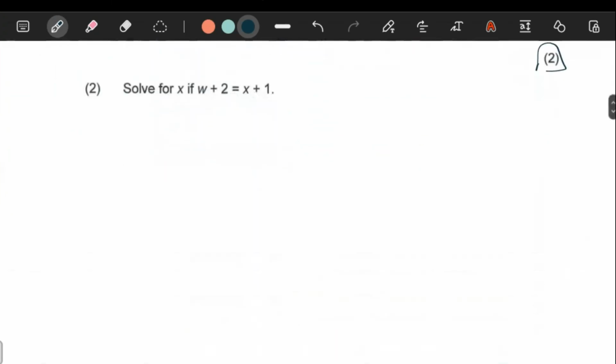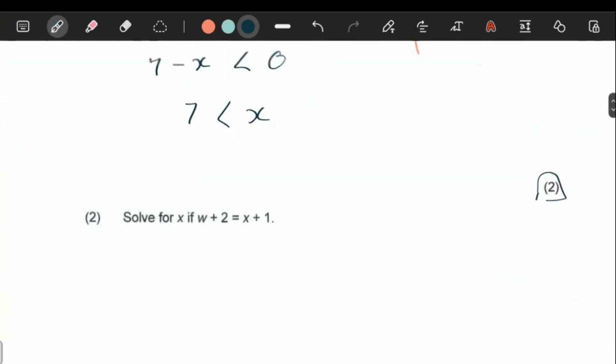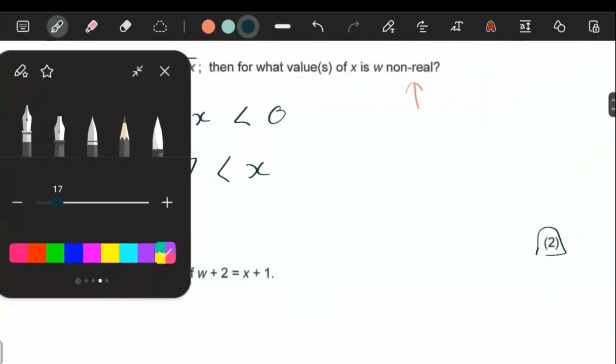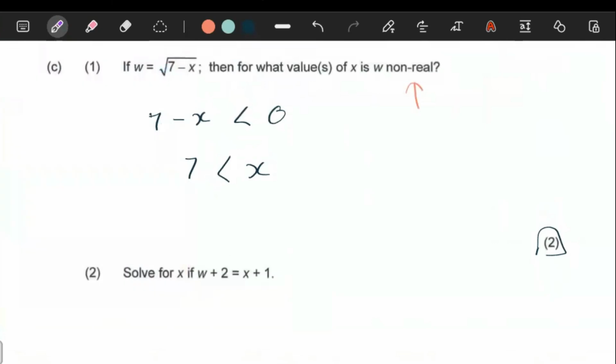For question 3, it says, solve for x if w plus 2 is equal to x plus 1. It's a how many mark question? It's a 5-mark question, meaning we need an actual value for w. But the thing is, in a situation like this, don't overthink it. You can actually know that we need to solve for x. So we can try firstly by isolating x. All things considered, let's isolate x first.